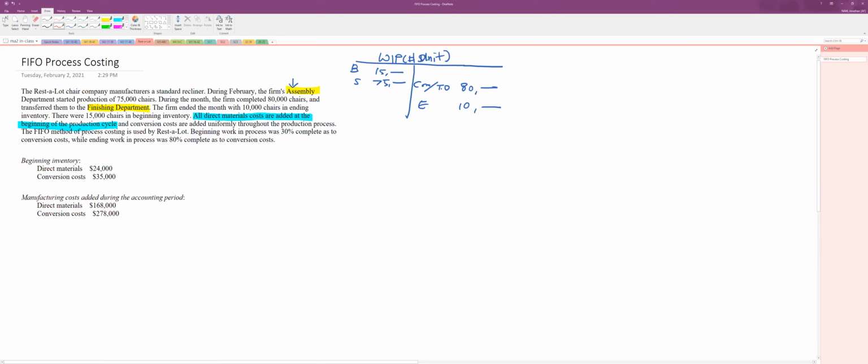So let me ask you this. For those beginning balance 15,000, this is beginning, which means overall it is not complete yet, right? What is the progress rate in terms of DM for this beginning balance? Anyone? And I could ask the same question about the 10,000 ending balance. I'm asking the progress rate of those 10,000, the ending balance, in terms of DM. Anybody, please?